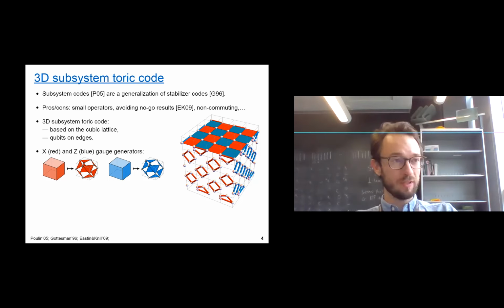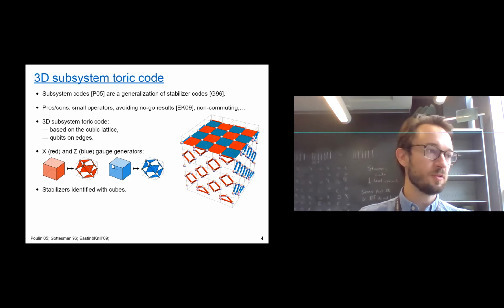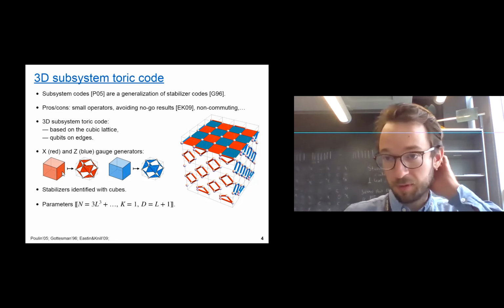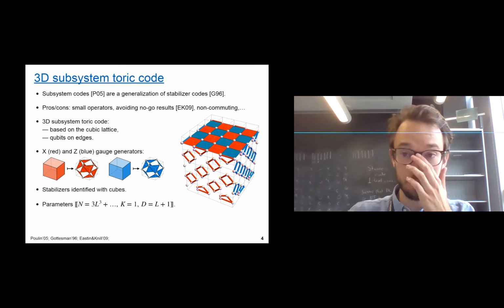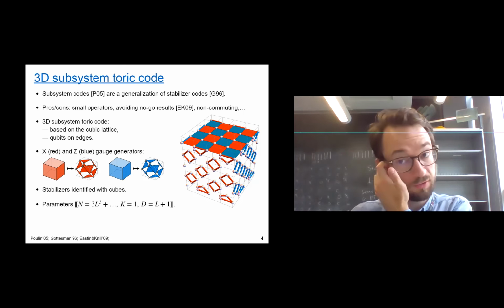The important thing is the stabilizers here are identified with the cube. I've told you how to construct these gauge generators, and if we want to construct the stabilizer, it's just a 12-body operator acting on all the edges of this cube. The important thing that we always want to be able to do, for single shot error correction to work, is to reconstruct the stabilizer generators from 2 independent products of gauge generators.